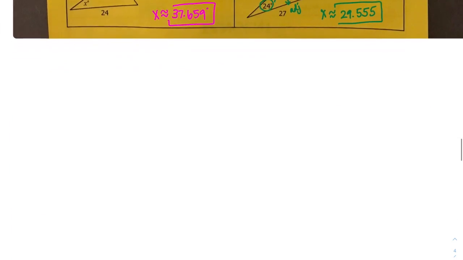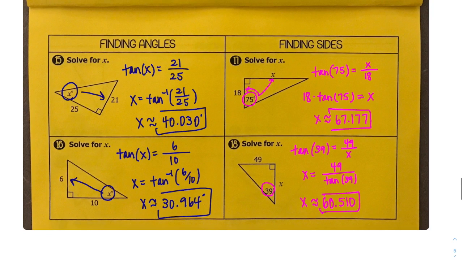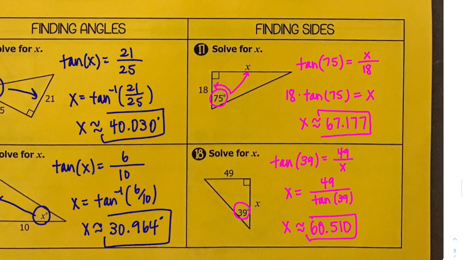Now the last ratio was tangent. Tangent does not utilize the hypotenuse. It uses the opposite leg and the adjacent leg. So now we just need those two sides of the triangle. So here's number 11. We have angle 75 degrees. X is opposite of that angle, and 18 is adjacent to it. So tangent of 75 is equal to x over 18. So multiply both sides by 18 and get your decimal.